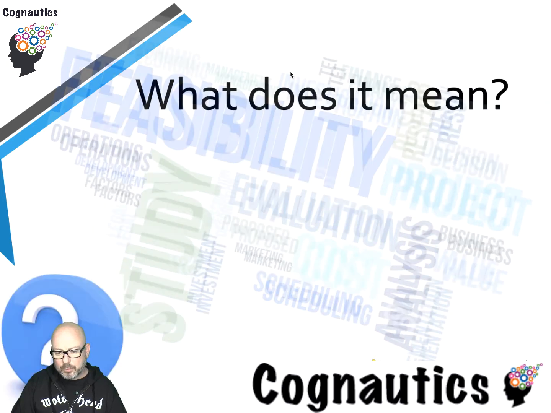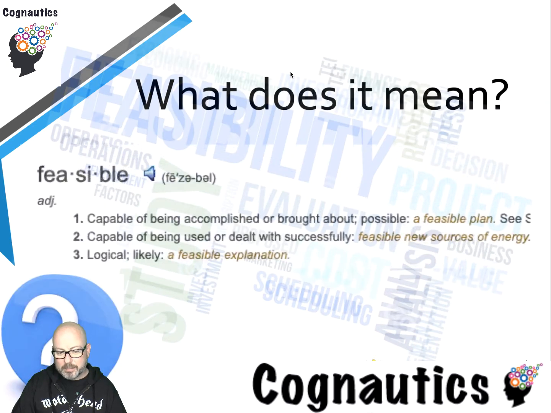So first of all, what does feasibility mean? Well, here's the dictionary definition, and what you're looking at really is that it's capable of being accomplished. That's the key thing. It's possible. Feasible is another word for meaning possible. Capable of being used. It'd be good if your app was capable of being used, and if it's capable of being used successfully.